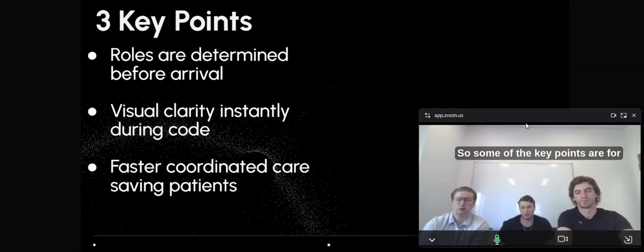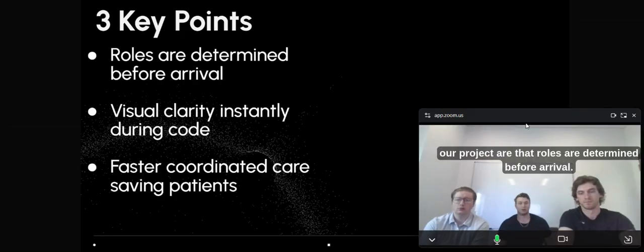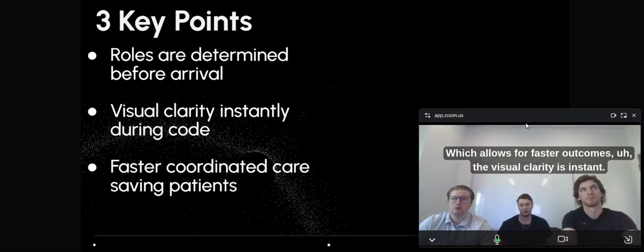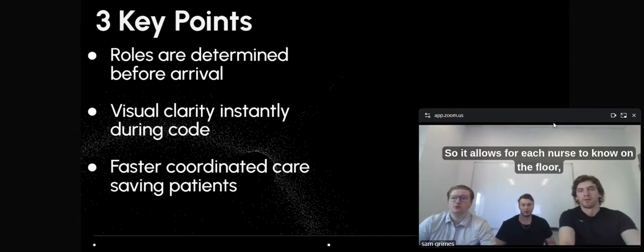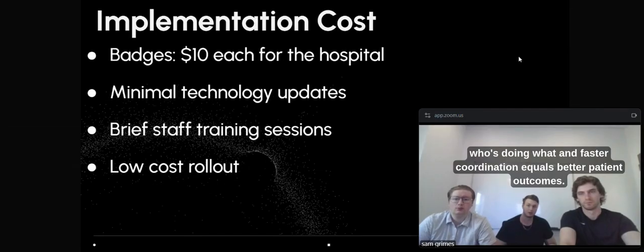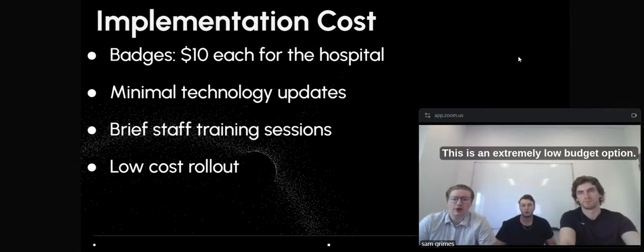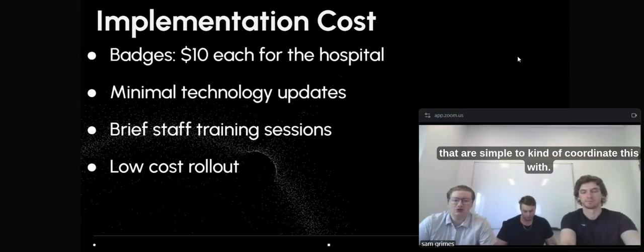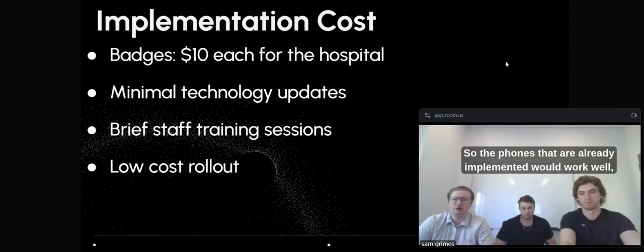So some of the key points for our project are that roles are determined before arrival, which allows for faster outcomes. The visual clarity is instant, so it allows each nurse to know on the floor who's doing what, and faster coordination equals better patient outcomes. This is an extremely low budget option. The badges will be cheap to make, and there are simple apps to coordinate this with. It has a minimal technology update, so the phones that are already implemented would work well.